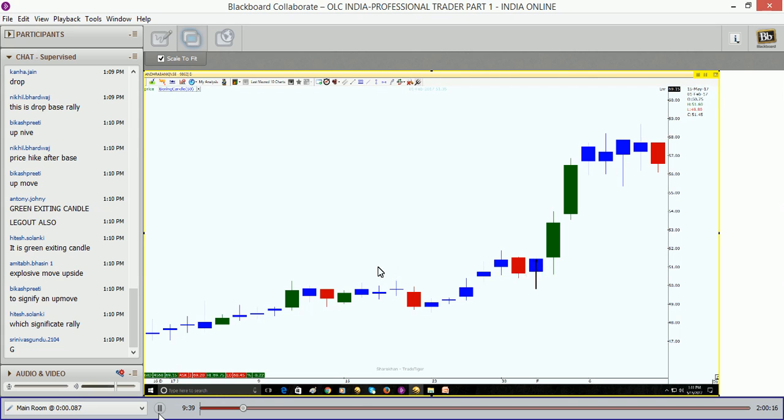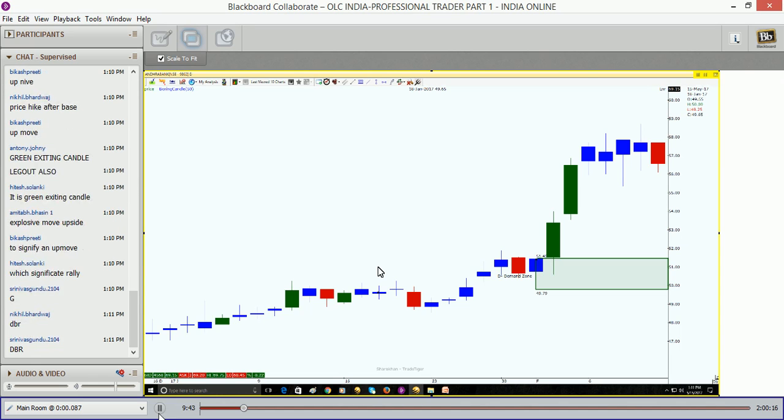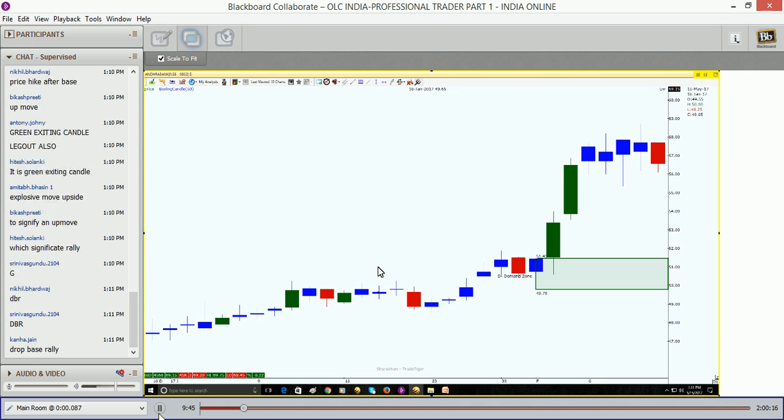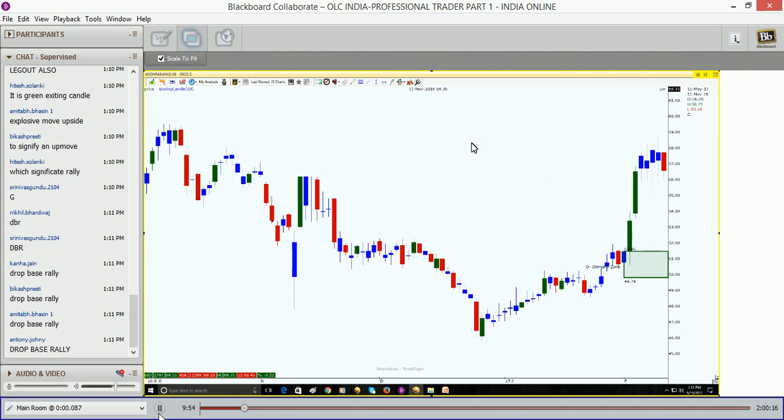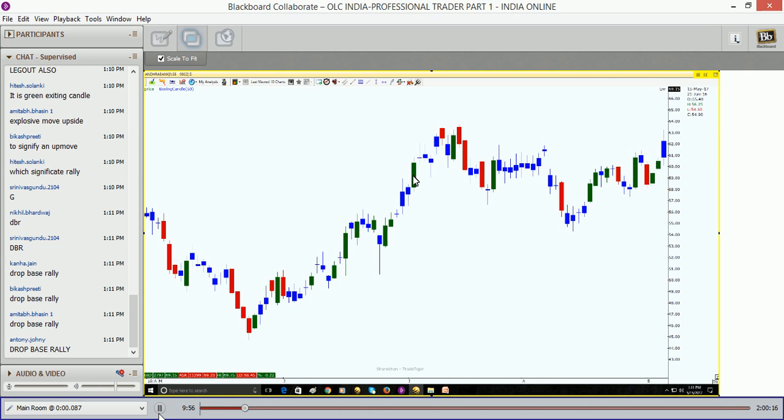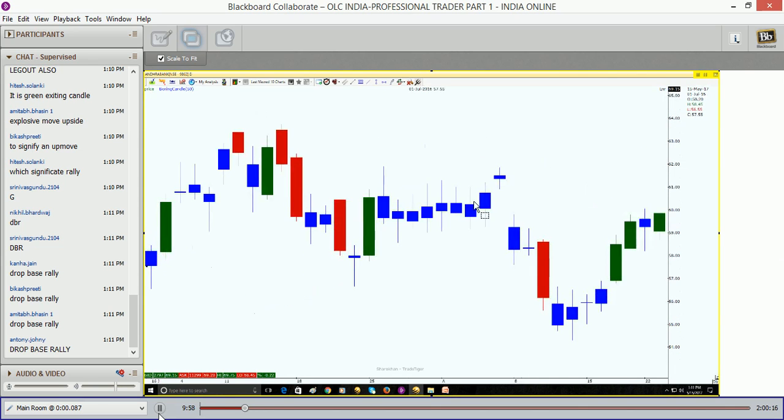What will this be called? This will also be called a drop, base, and a rally. Perfect, guys. It would be called a drop, base, and a rally. What about this one over here?